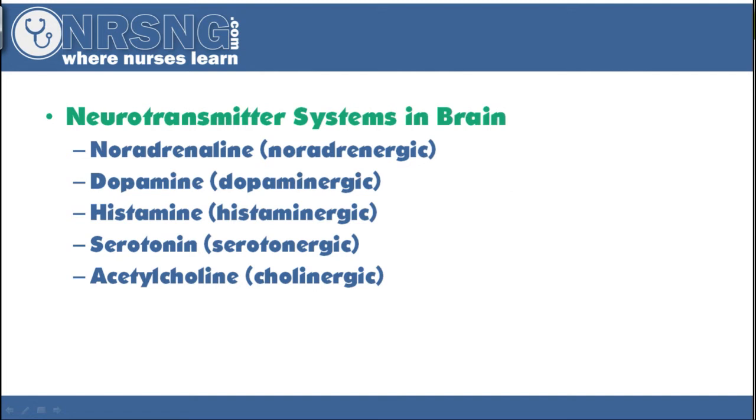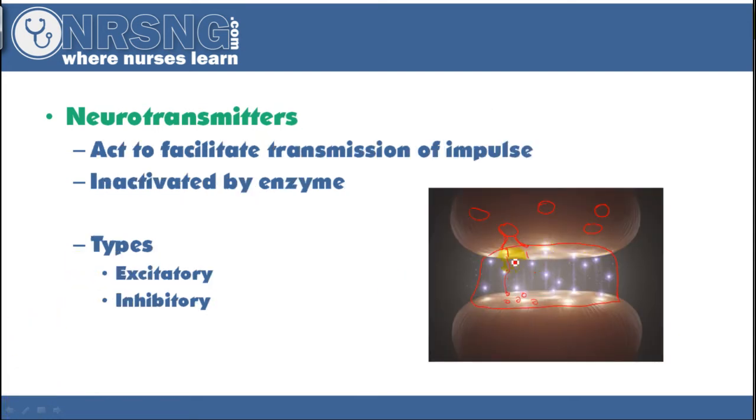Noradrenaline travels via noradrenergic pathways. Dopamine goes via dopaminergic pathways. Histamine, histaminergic; serotonin, serotonergic; and acetylcholine via cholinergic. In order to facilitate transmission of these impulses, these neurotransmitters become involved. Once they have done their job, enzymes come and take these out of this space and bring them back in, so they can then be reused.